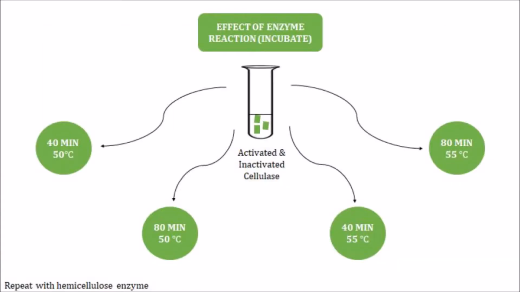The effect of the enzyme reaction is studied by doing the incubation. The activated and inactivated cellulase is incubated at different times and different temperatures, which are 40 and 80 minutes, and the temperatures are 50 and 55 degrees Celsius. Each of the activated and inactivated cellulase has 4 beakers to incubate at different times and different temperatures. And then the incubation is repeated with hemicellulase enzyme.